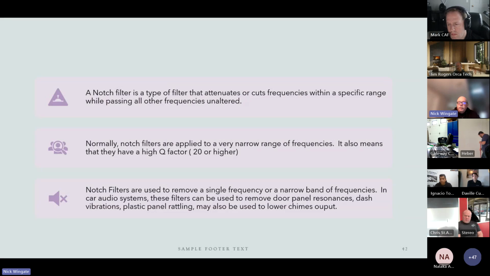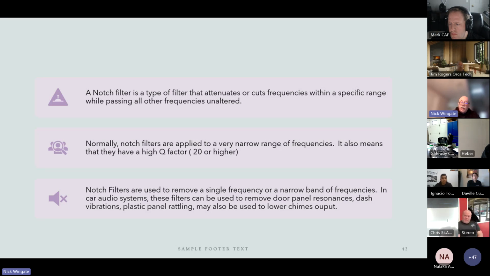In car audio, these filters can be used to remove door panel resonances, which I do constantly. If you take a tone generator and you sweep the door bass drivers, you'll find that more than likely there's going to be a frequency in that door that's going to be 5 to 10 dB louder. You can find out what that frequency is, build a notch filter for that frequency, turn it on, and it kills that door resonance.